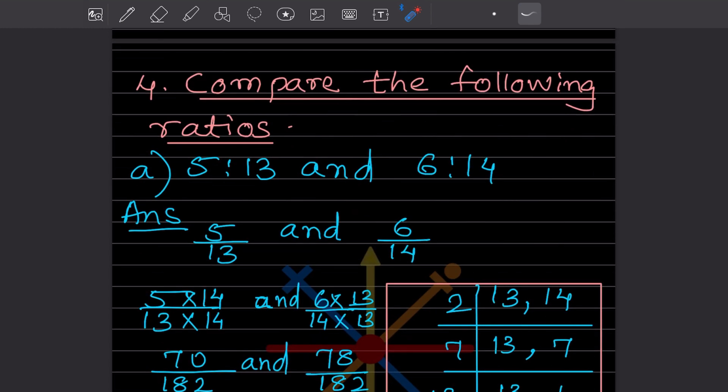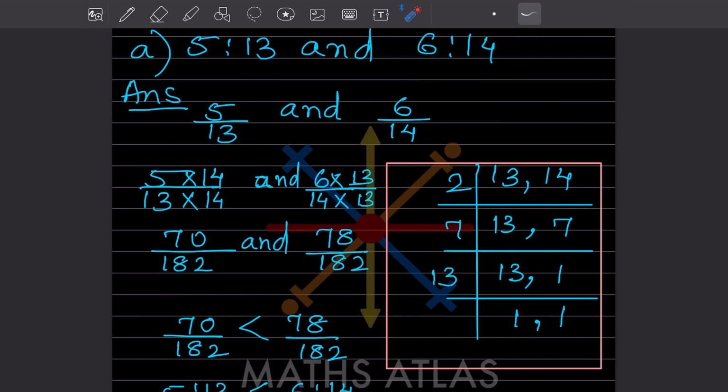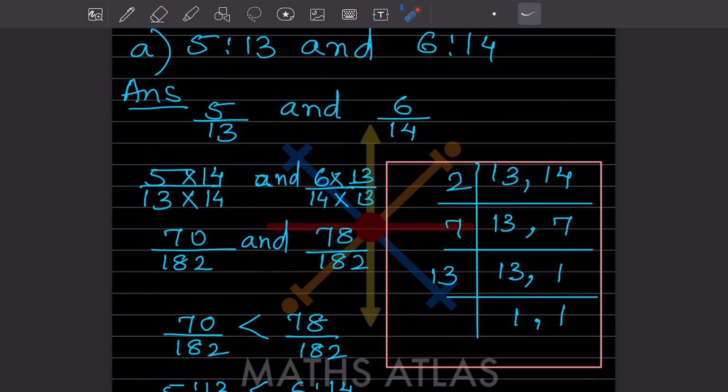So the next problem says to compare the following ratios. Now these two ratios are given and you have to compare them. So we can write this as 5 by 13 and this one as 6 by 14. Now what are you going to do here? You can see the denominators are different. So we will take the LCM of it and make the denominator the same first.